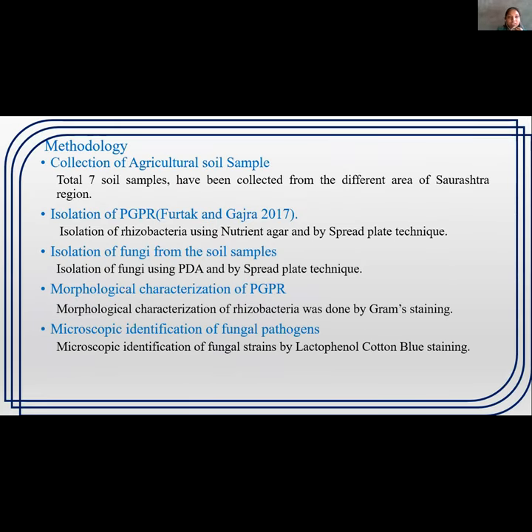Methodology: collection of agricultural soil samples. I collected a total of 7 soil samples from different areas of Saurashtra region and stored them in a cold room for further use. Isolation of PGPR, plant growth promoting rhizobacteria, using nutrient agar plates by the spread plate technique. In this technique, I performed serial dilution and then spread 0.1 ml of suspension on the nutrient agar plate and incubated the plate. After the incubation, I found 72 different types of colonies.